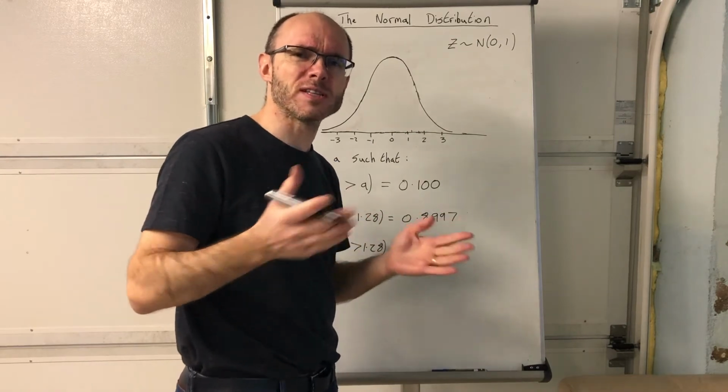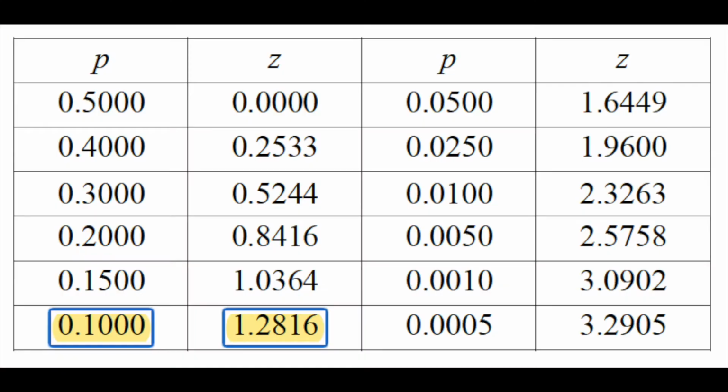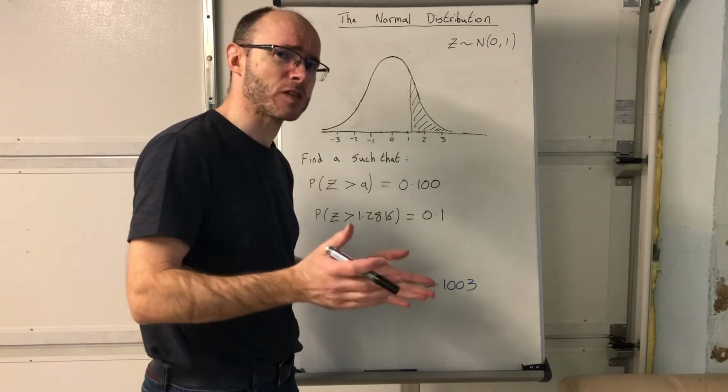Okay, let's have a look at the table of percentage points then. So here's our table of percentage points. I'm going to try and find the value when P is 0.1, quite easy to do. And then I'm going to look at the corresponding value of Z. It is 1.2816. Okay, right, back to the board then. I've just written that down.